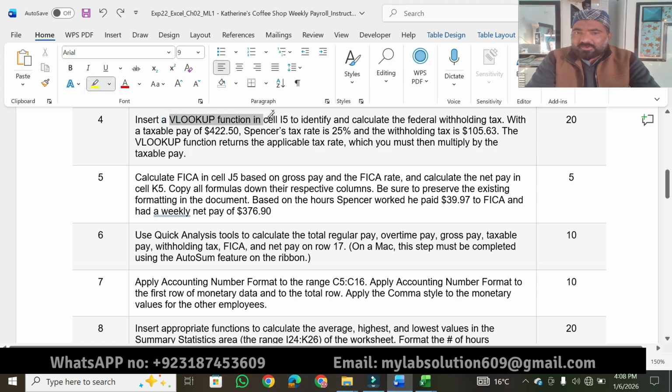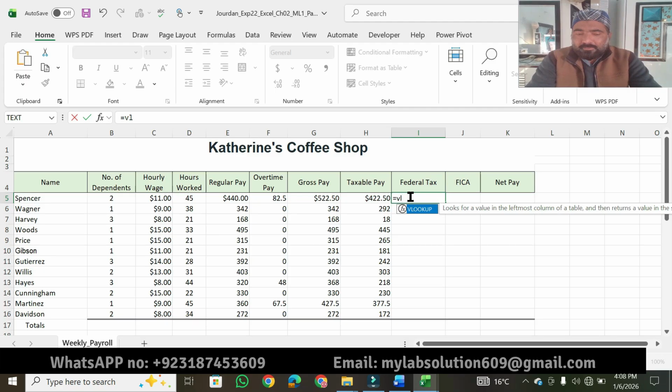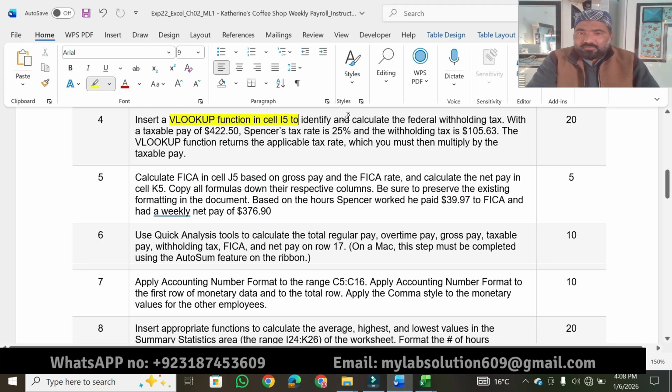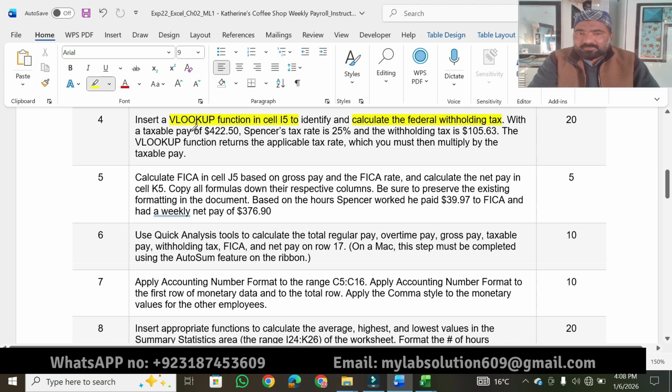Insert the VLOOKUP function in cell I5. We have to move toward I5, and there we use a VLOOKUP. Then identify and calculate the federal withholding tax. Now we have to find the federal withholding tax. So with a taxable pay of 422.50, separate tax this one, and withholding tax this one.